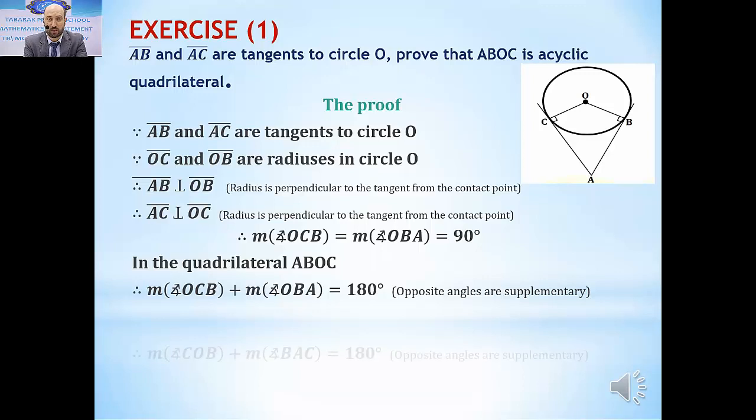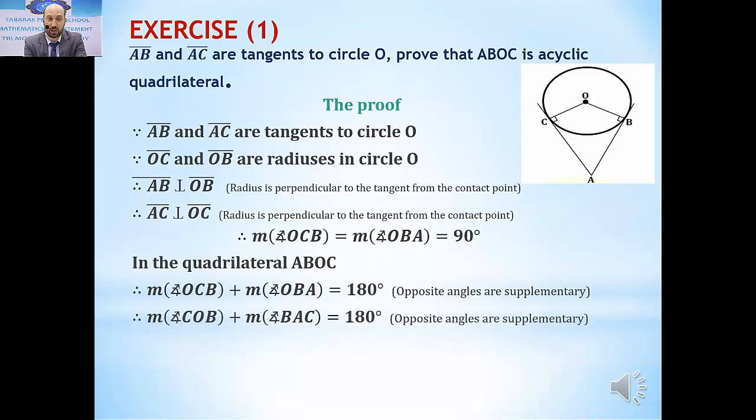Opposite angles are supplementary. We know the sum of the interior angles of any quadrilateral equals 360. We have one pair equal to 180, so the other pair equals 180 also, because angle O plus angle A equals 180. So the sum of the opposite angles equals 180, and the quadrilateral ABOC is a cyclic quadrilateral.